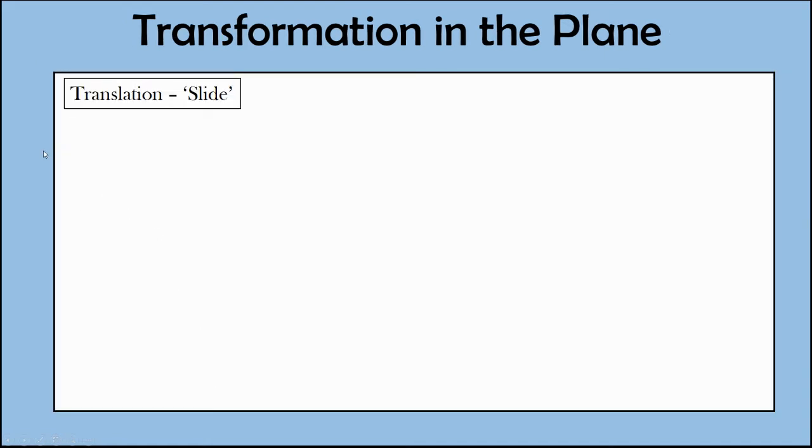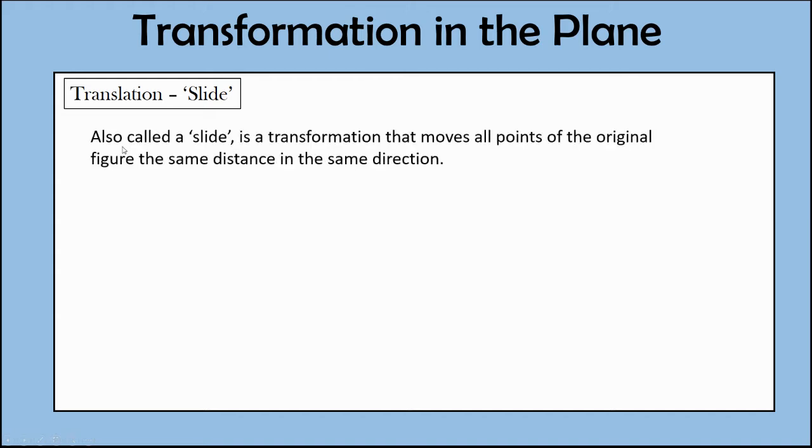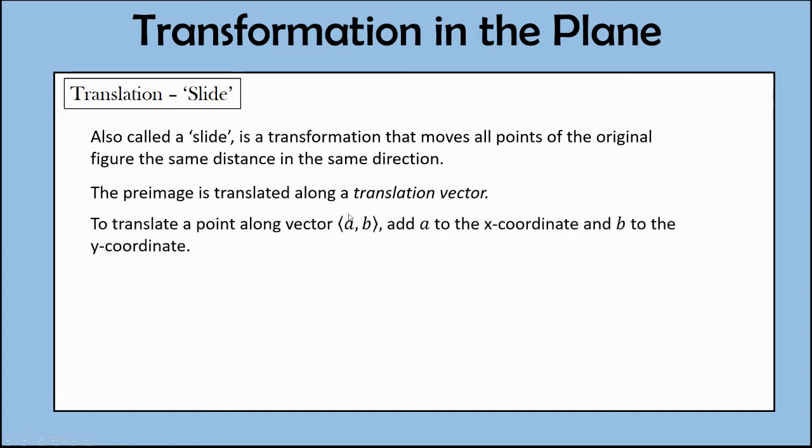All right, let's look at translation first, which is also called a slide. Okay, we're going to take all of the points of the original figure and move them the same distance and in the same direction. It's called a translation vector. Okay, and it looks something like this.